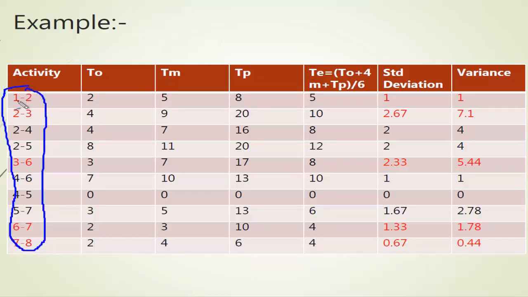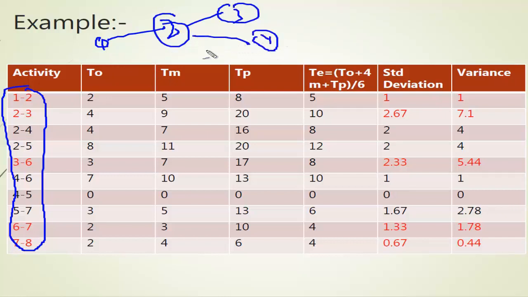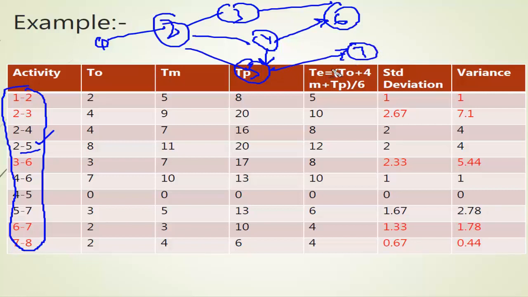We know we can go from 1 to 2, and from 2 we can go to 3, 4, and 5. From 3 we can go to 6, and from 4 we can go to 5 as well as 6. From 5 you can go to 7, from 6 you can go to 7 as well, and from 7 you can go to 8.